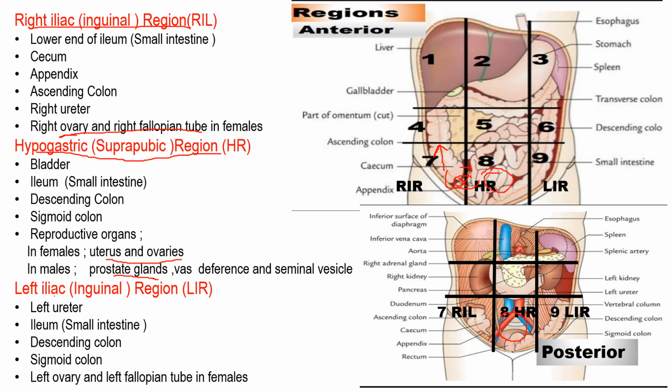Next region is left iliac region, that is also known as left inguinal region. It contains last portion of small intestine, that is ileum, sigmoid colon, and there can be some portion of ureter present in this region, and it also contains reproductive organs of females, that are left ovary and left fallopian tube.